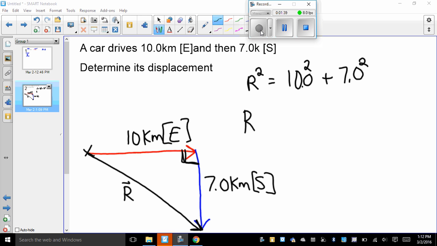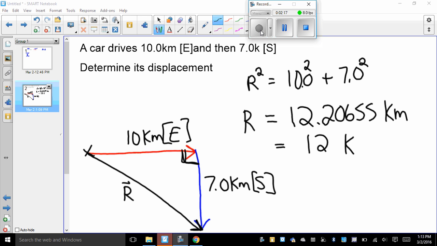Okay, so to get r by itself, I'm going to go 10 squared plus 7 squared. So 100 plus 49, and then do the square root of 149. When I did that, I got 12.20655, I think, on my calculator. This is in kilometers. Significant figures says that I can have 2 significant figures, so 12 kilometers.